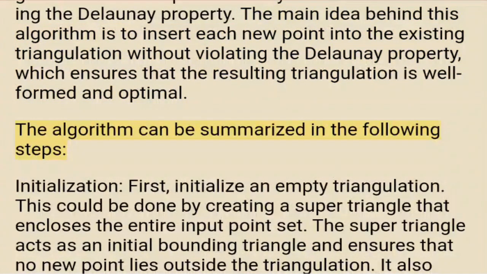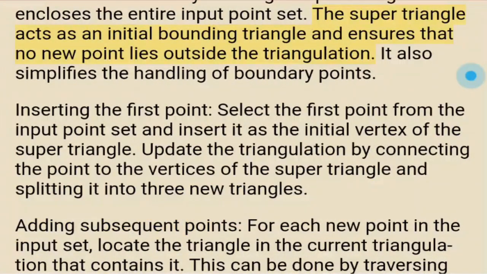The algorithm can be summarized in the following steps. Initialization. First, initialize an empty triangulation. This could be done by creating a super triangle that encloses the entire input point set. The super triangle acts as an initial bounding triangle and ensures that no new point lies outside the triangulation. It also simplifies the handling of boundary points. Inserting the first point. Select the first point from the input point set and insert it as the initial vertex of the super triangle. Update the triangulation by connecting the point to the vertices of the super triangle and splitting it into 3 new triangles.